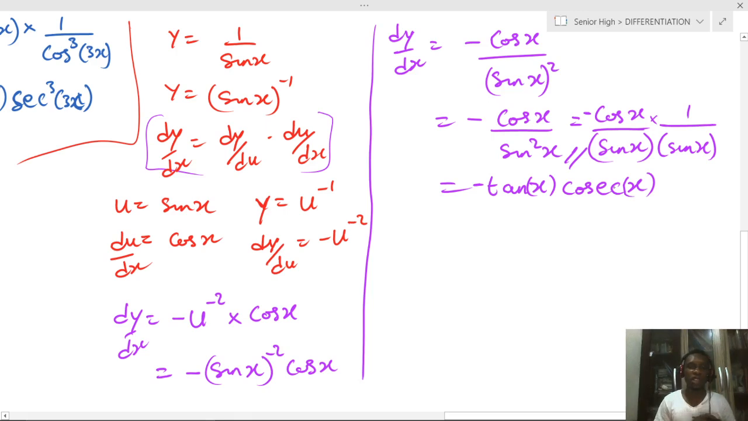So this will be the end for working with trigonometric functions. The next one we'll be doing is higher derivatives. That's when you're trying to differentiate more than once. So you differentiate something once and you differentiate it again.